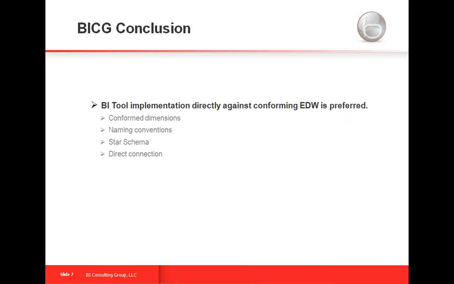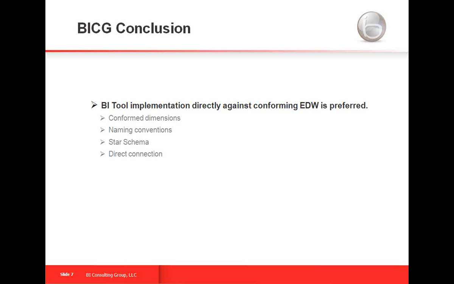So the conclusion, before we jump into all the different ways of doing things, the first high-level conclusion that we have for you is that the BI tool implementation directly against a conforming enterprise data warehouse is really preferred. If you make that choice to go directly, it will eliminate a lot of challenges that you're going to have. And that's not just with OBIEE, it's with any tool. And some of those I listed below.